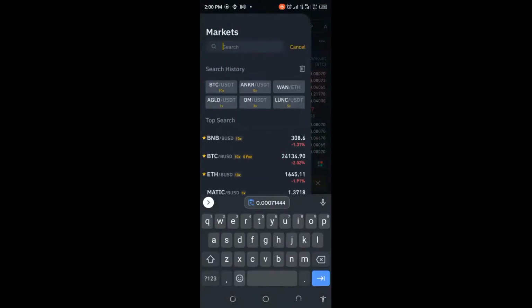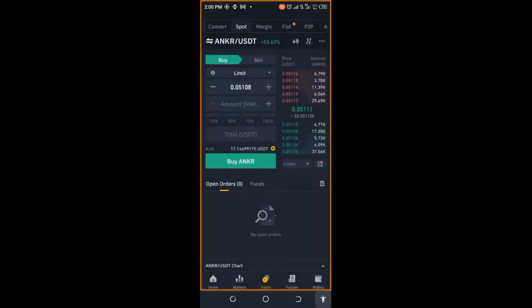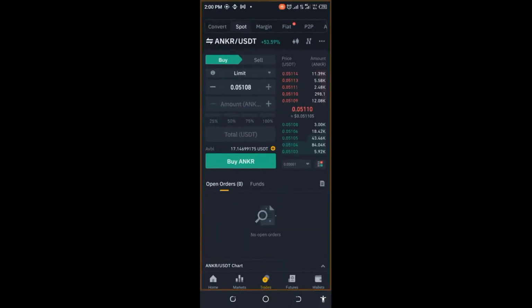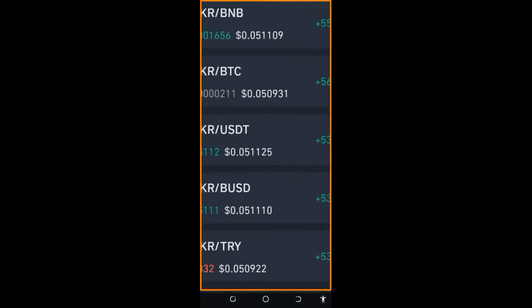I'm sure definitely we're going to make a profit. I had to subtract part of it. So let me go back to ANKR USDT. What is the price right now? Okay, the price is 05110. Let's go check the compare markets, because it's really flipping and flopping.